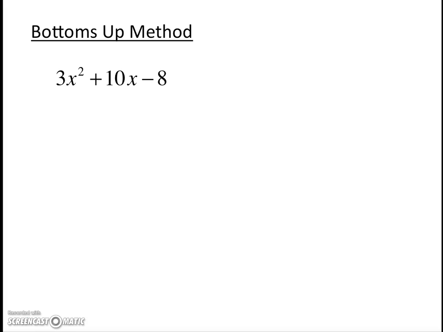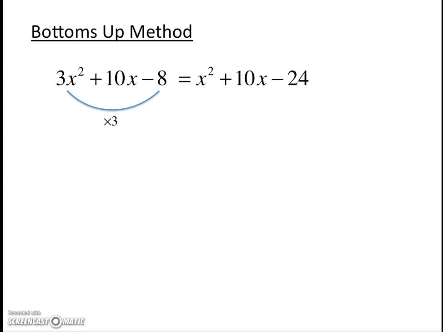The third method is called the bottoms up method. And again, the reason why this problem is harder than the x squared minus 7x plus 12 is because of this 3 term right here. So what we're going to do in the bottoms up method is temporarily move it. We are going to multiply the last term by the a value. So we get x squared plus 10x minus 24.